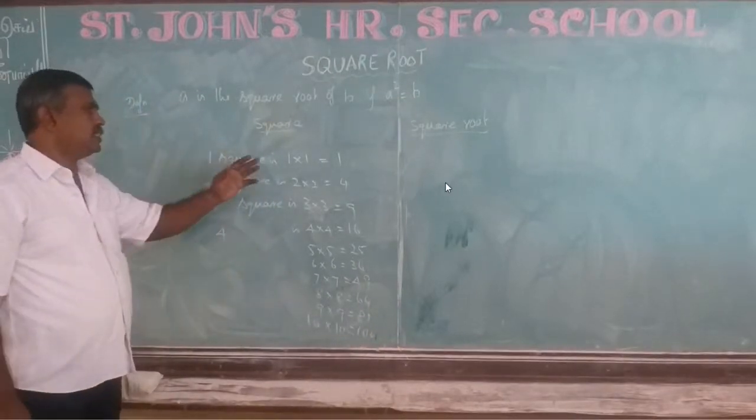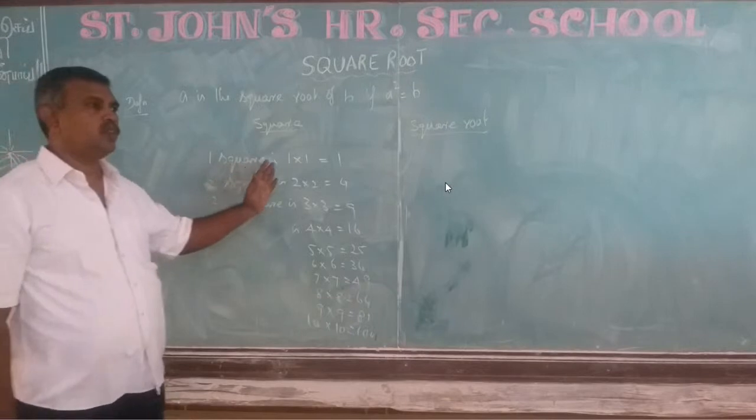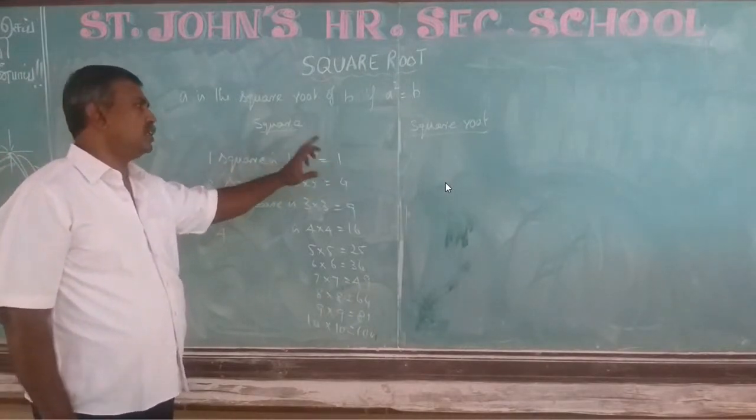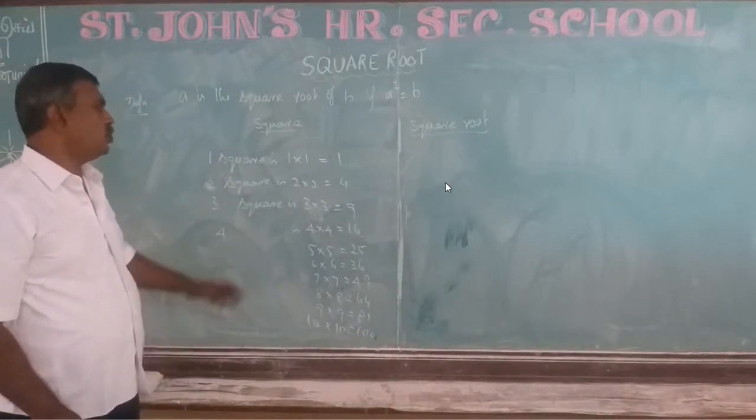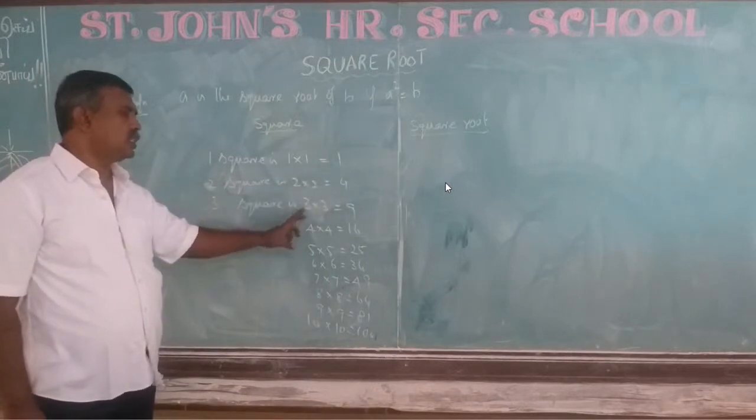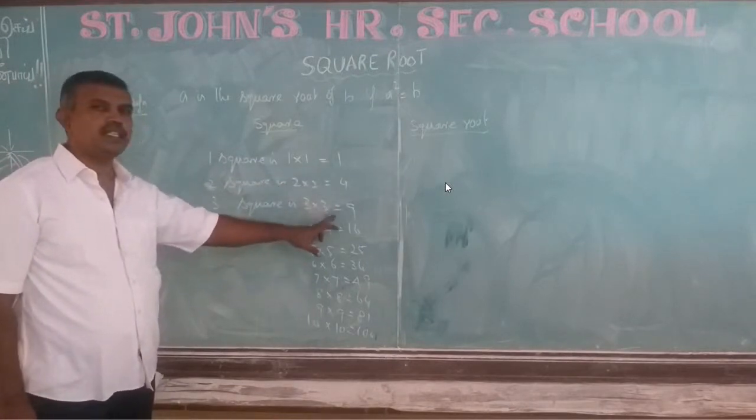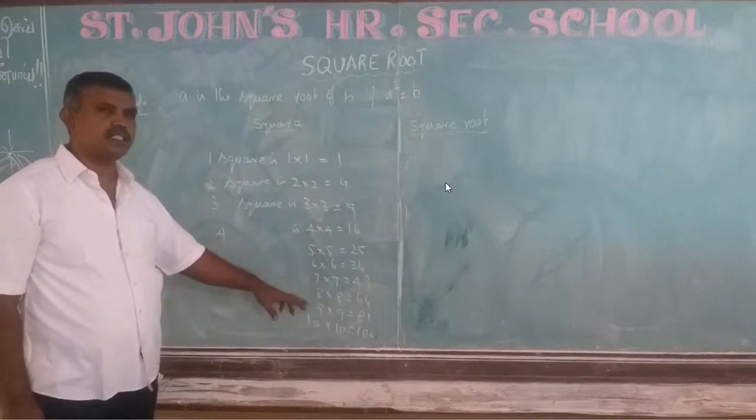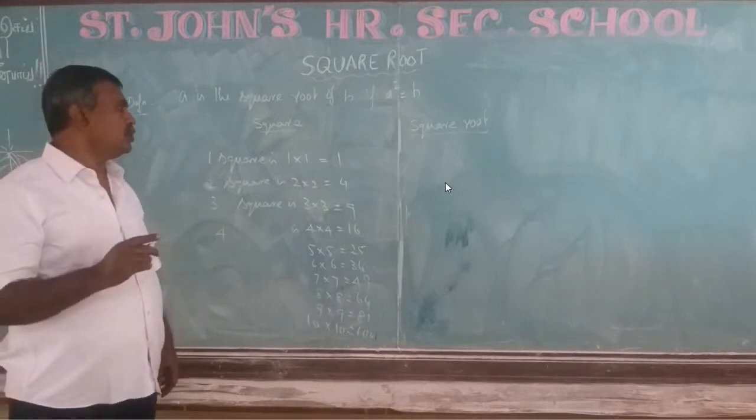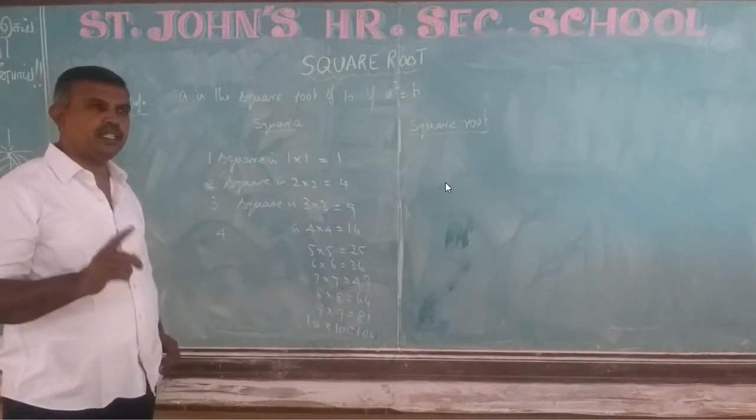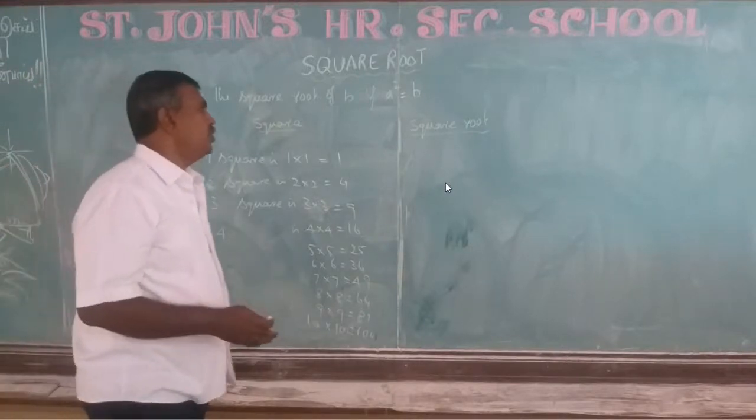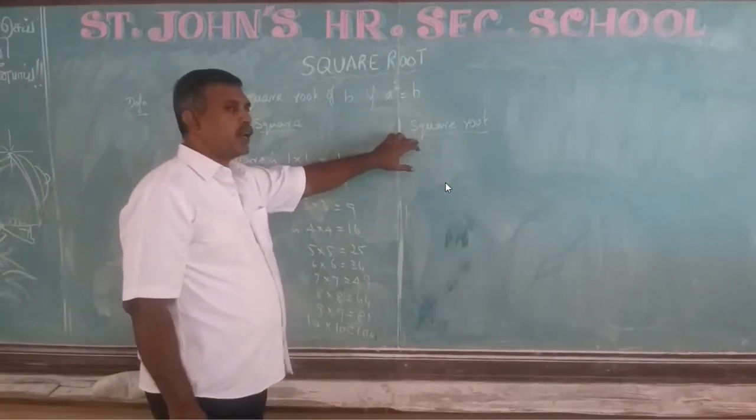Therefore, square means multiply the number with the same number. Multiply 1 into 1, that is called 1 square. 1 squared is 1, and 2 squared is 4, 3 squared is 9, 4 squared is 16. Similarly, 5, 6, 7. Therefore, square means multiply a number into the same number, that is called square. Similarly, we know square root.